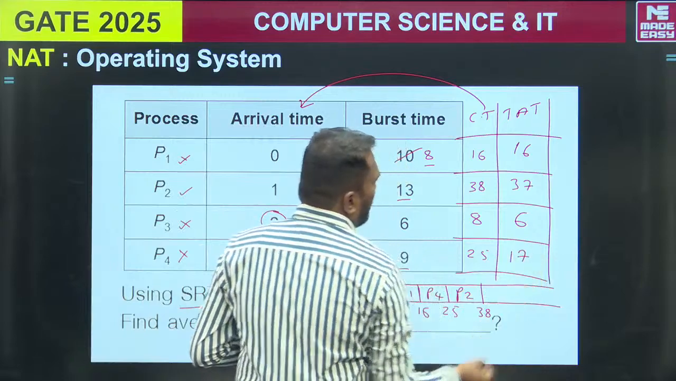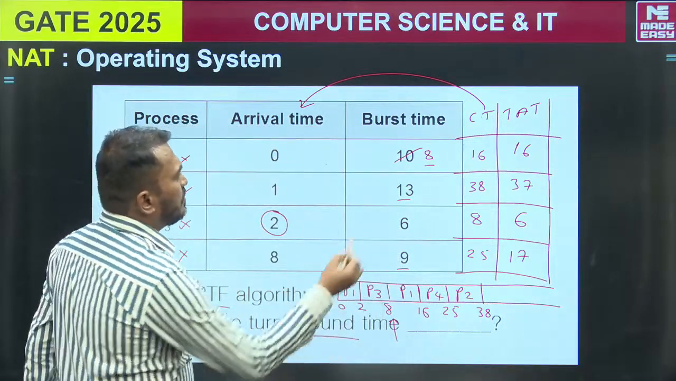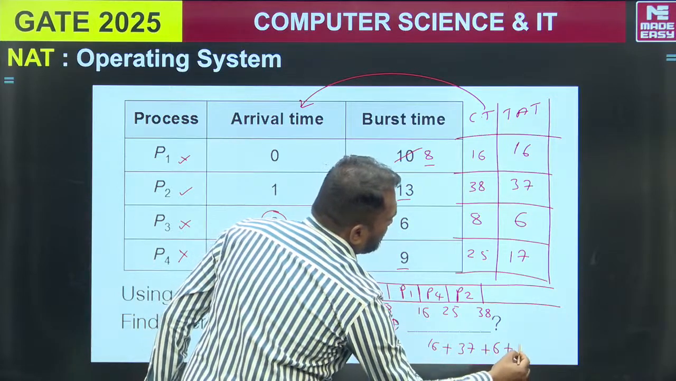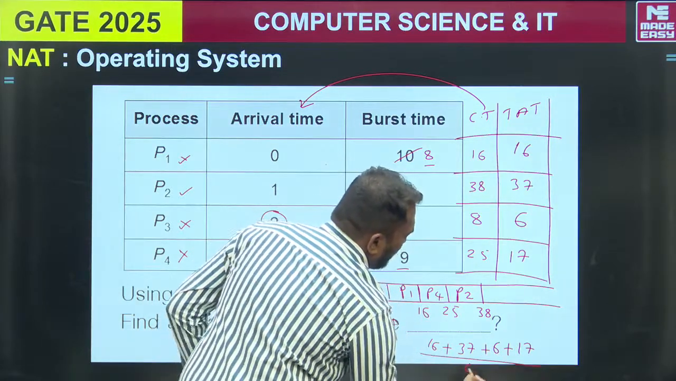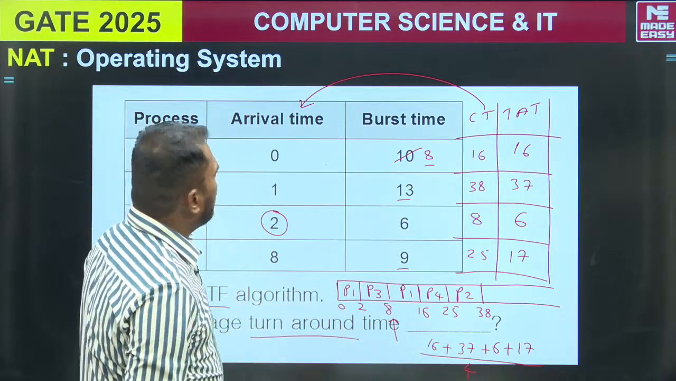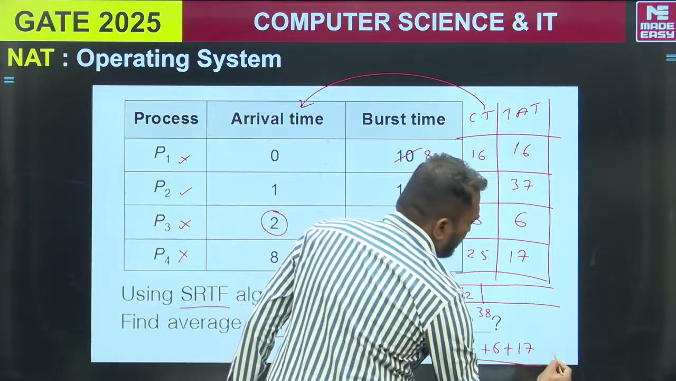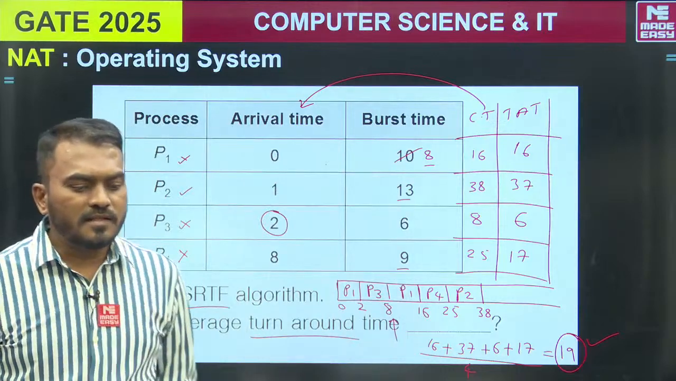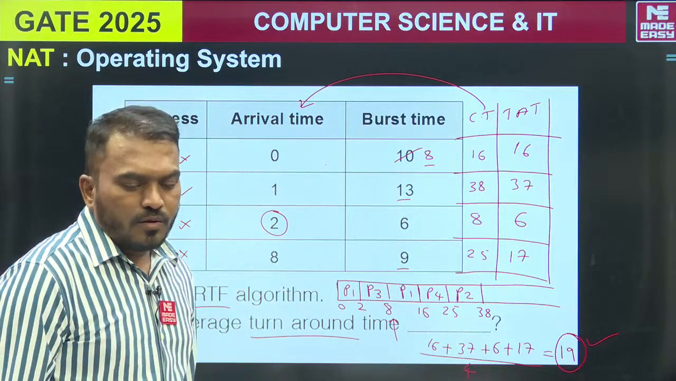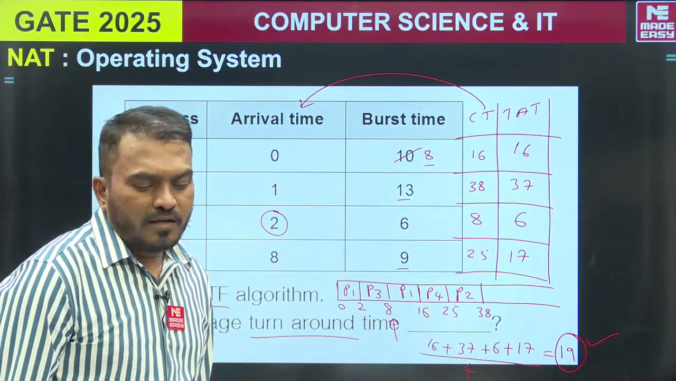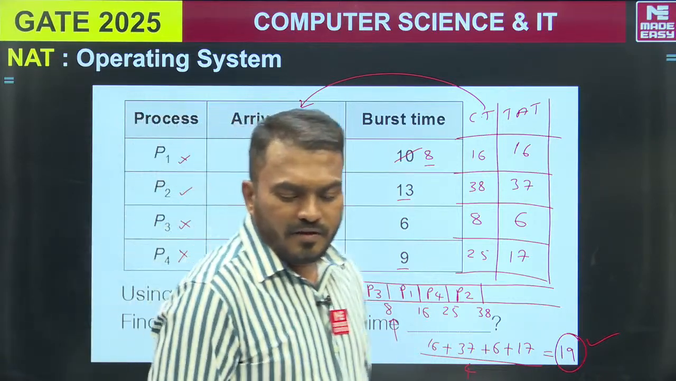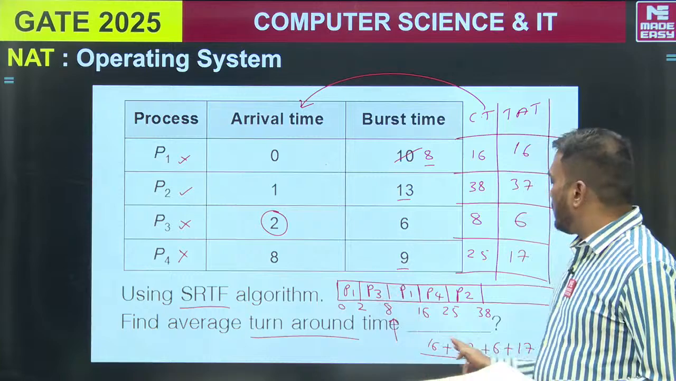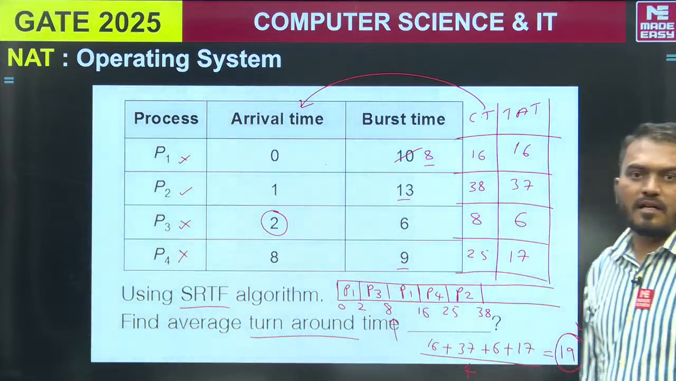So it is asking average turnaround time, so you find out, that is 16 plus 37 plus 6 plus 17, divided by 4, number of processes 4. So if you observe the average, I think that answer is 19. You can just check the data is correct, very good. So Priyanka Singh and everybody is saying 19. So if the data is correct, 19 is the right answer.